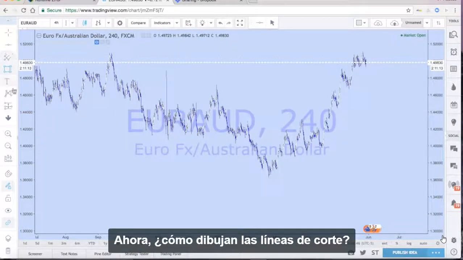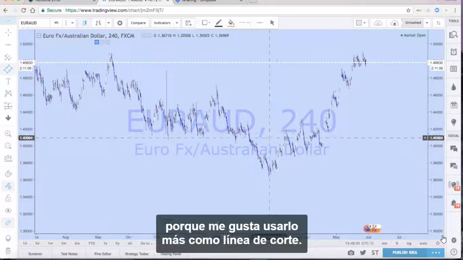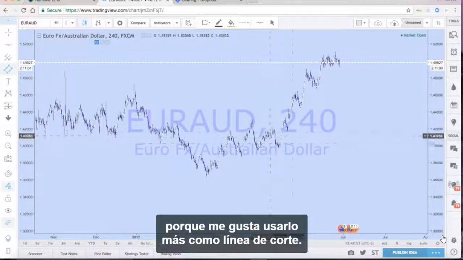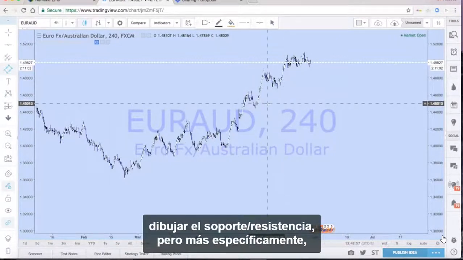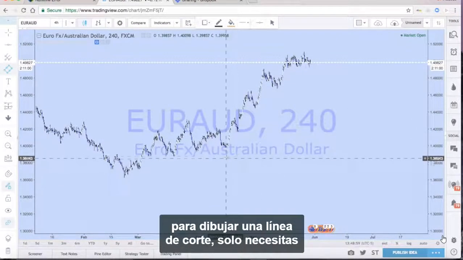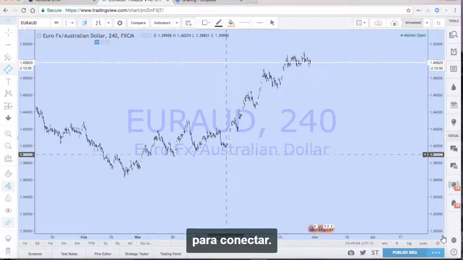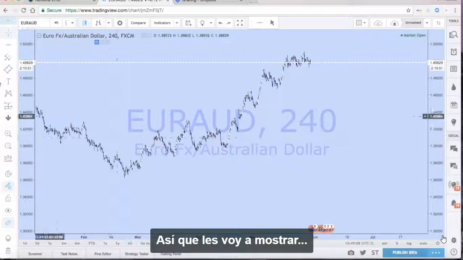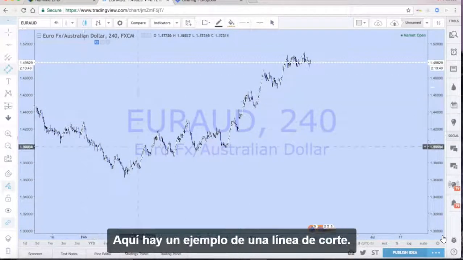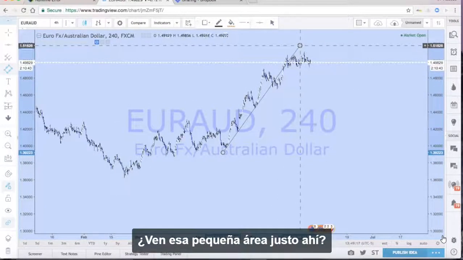Now, how do you draw trend lines? I like to go and use this little rotated rectangle because I like to use it more as a trend line. In order to draw a trend line, or in order to draw support resistance, but more specifically, in order to draw a trend line, you just need 2 points to connect. A minimum of 2 points to connect. Obviously, the more points, the merrier. So I'm going to show you, here's an example of a trend line. Oh, that's so hard. Not really. See that? See that little area right there?